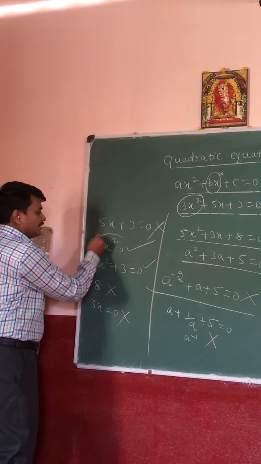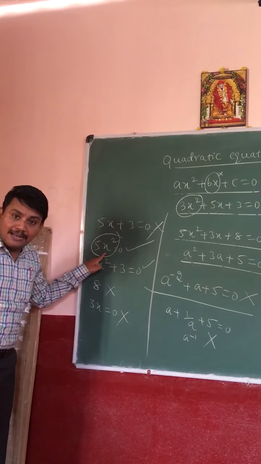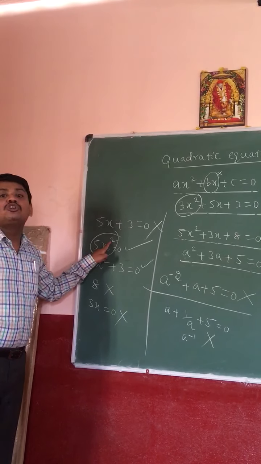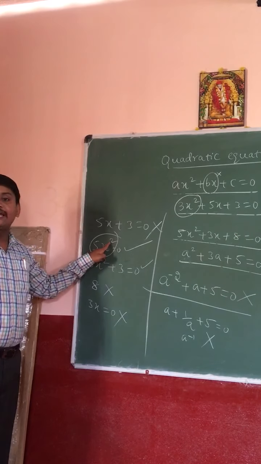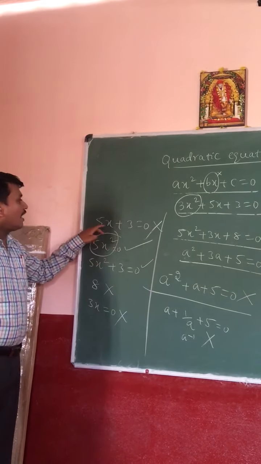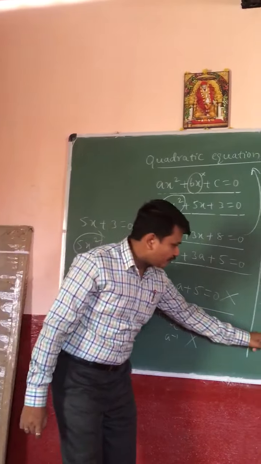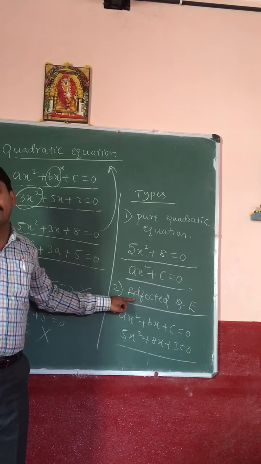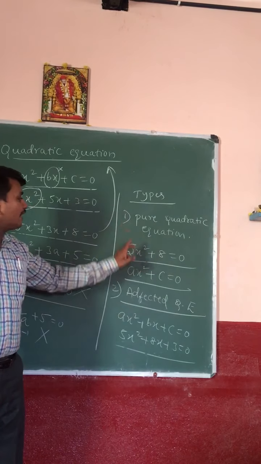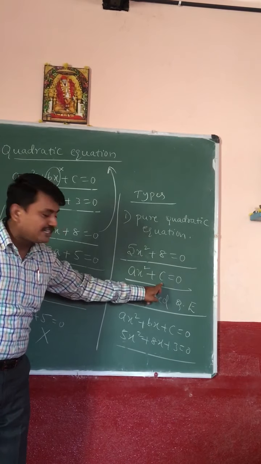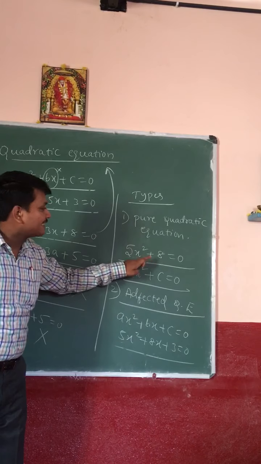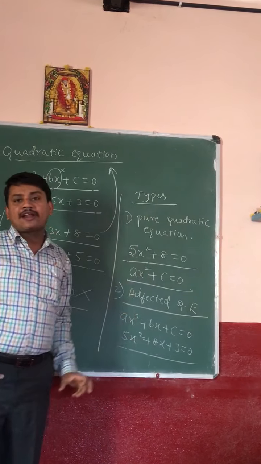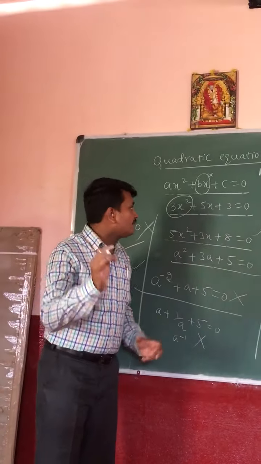A quadratic equation must contain a variable and the degree of the variable should be 2, then it is called a quadratic equation. And if all of ax square plus bx plus c are there, it is called an unaffected quadratic equation. If only ax square and the constant c are there and there is no bx, it is called a pure quadratic equation. One more time, I'll just review.